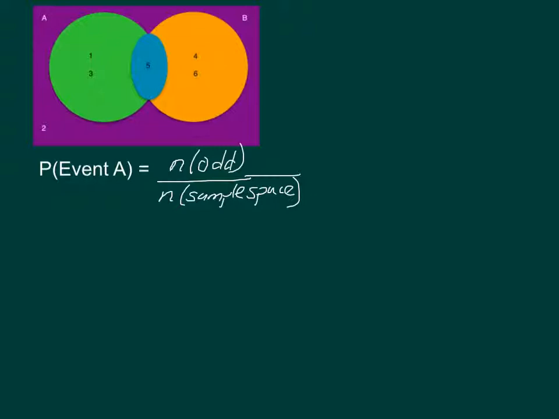From here, I consider all the possible odd numbers that could be rolled. So I look back at my Venn diagram, and again, that is number 1, 3, and 5. Therefore, there are 3 possible numbers out of the 6 in the sample space. This simplified is 1 over 2, or 50%.